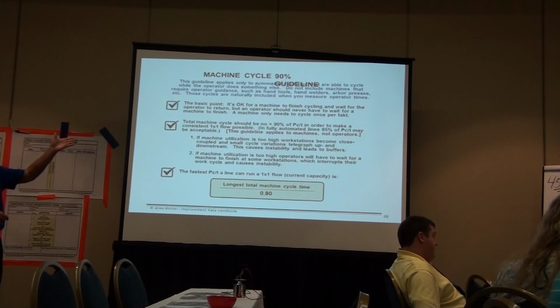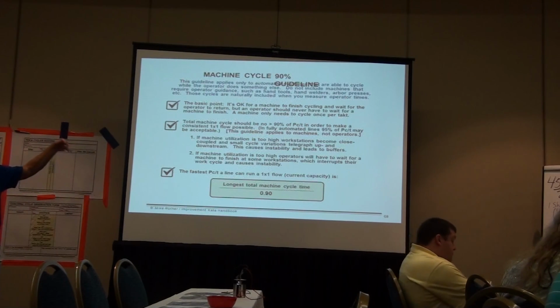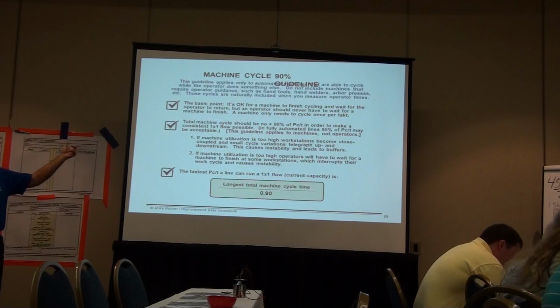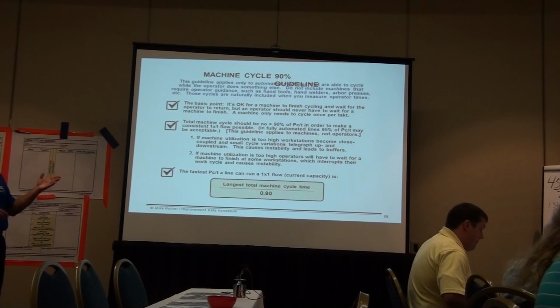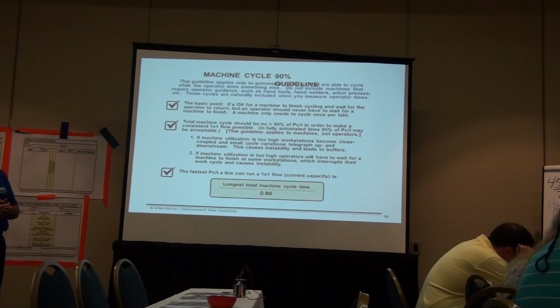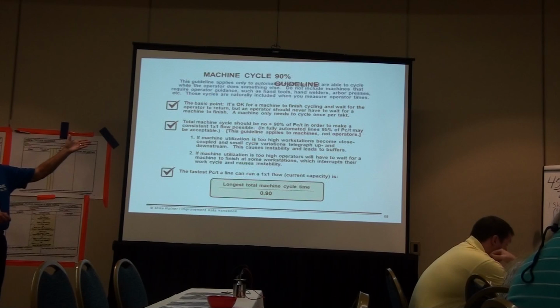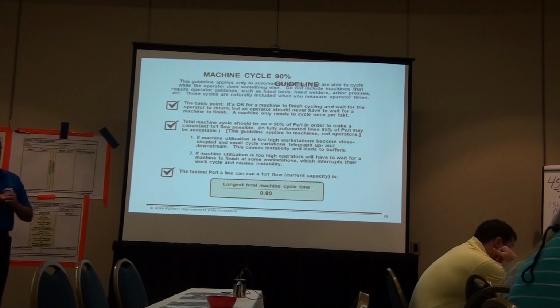The basic point in looking at the cycle times for machines is that it's okay for a machine to finish cycling and wait for an operator, but not the other way around. The machine really only needs to cycle once per takt time. If we look at total machine cycle time, we want it to be no greater than 90% of our planned cycle time. Again, just a starting point, and it applies to machines, not to operators.